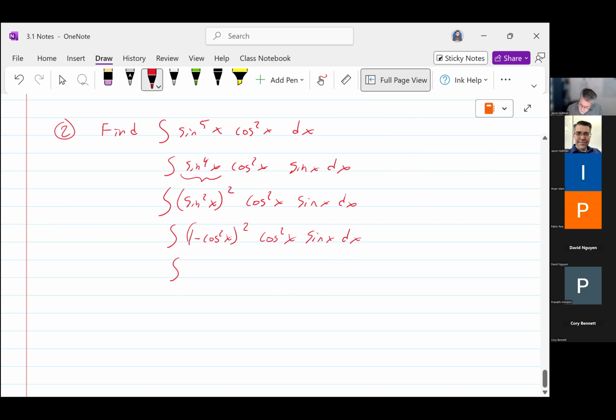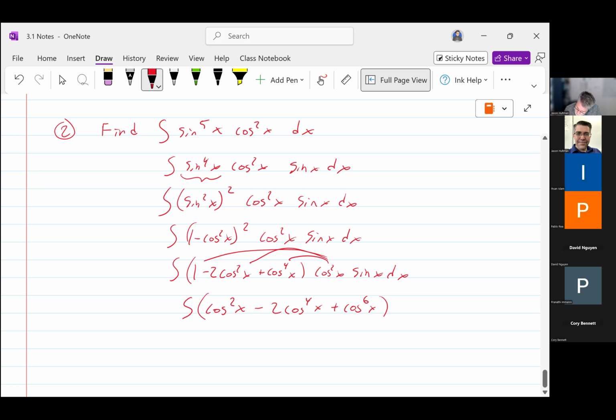We're going to multiply this guy times himself, so that when I FOIL that out, I get 1 minus 2 cosine squared x plus cosine to the 4th x times cosine squared x times sine x dx. Now I'm going to distribute the cosine squared. So I get cosine squared x minus 2 cosine to the 4th x plus cosine to the 6th x, all of that now times sine x dx.